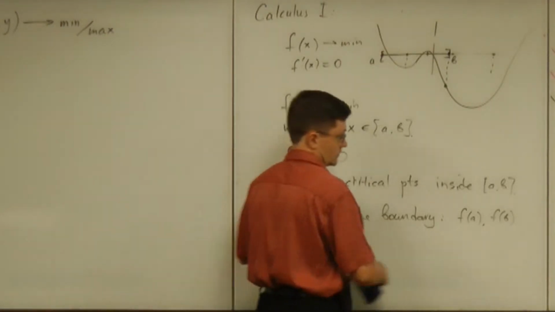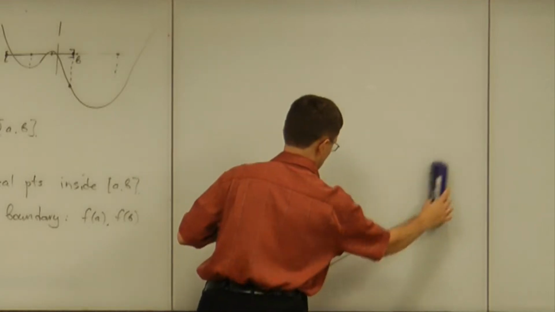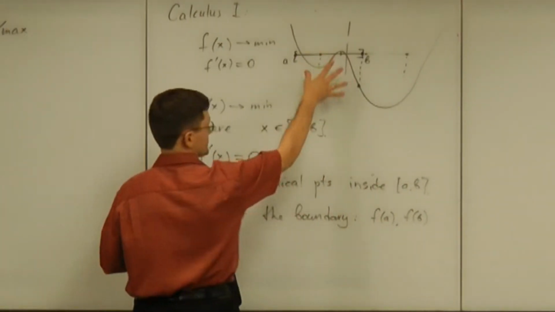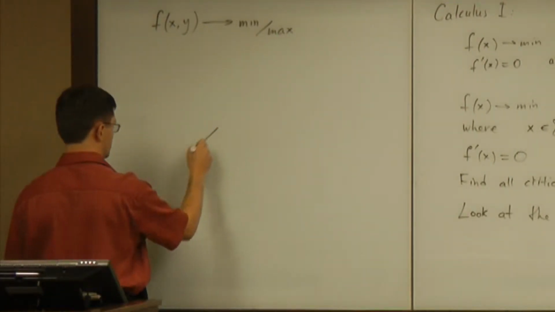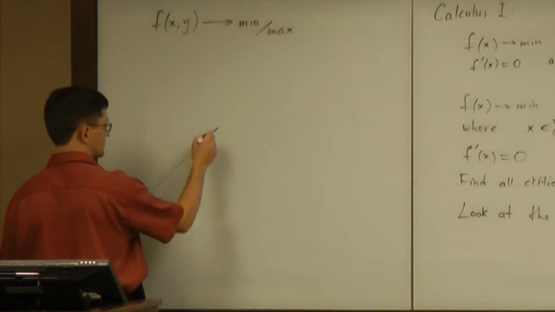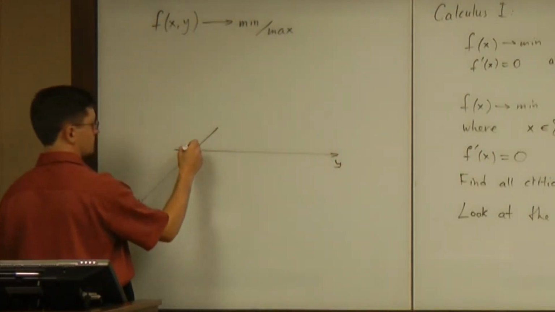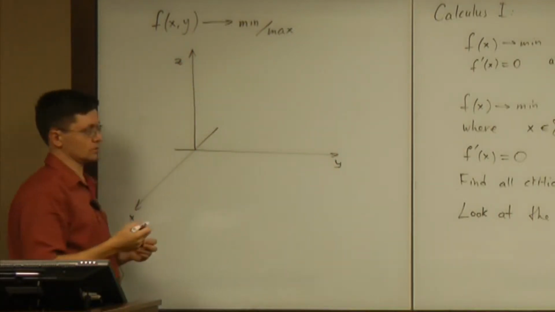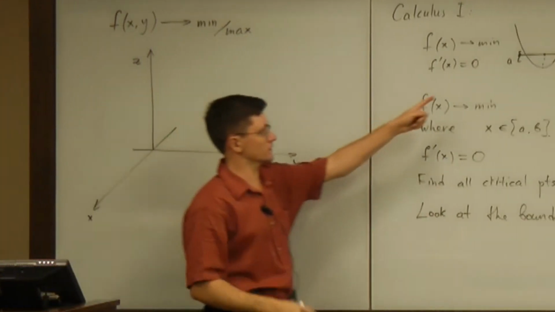So we have to first figure out the analog. The proper analog of the setup. So the function is defined now on the whole xy plane. And what is going to be a reasonable analog of that interval?